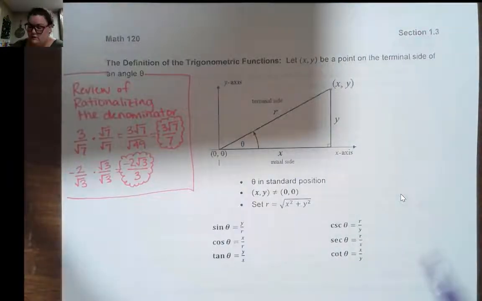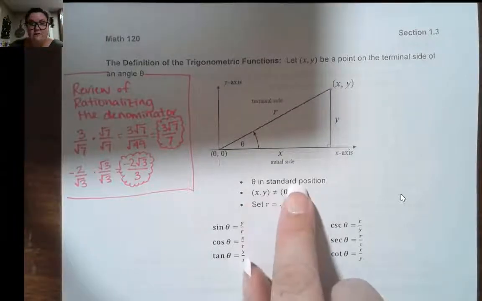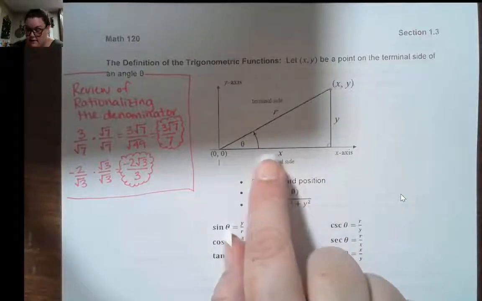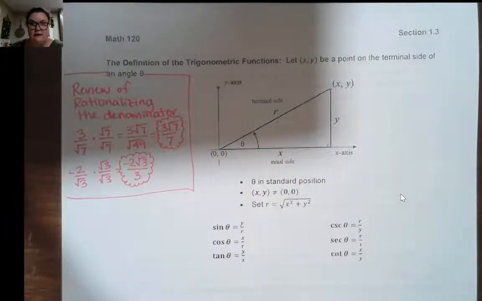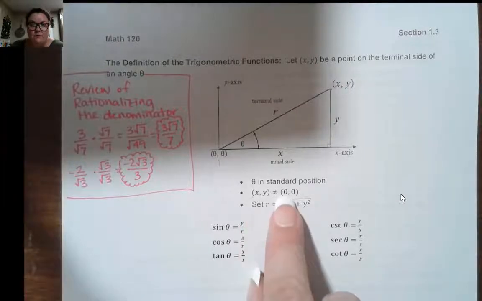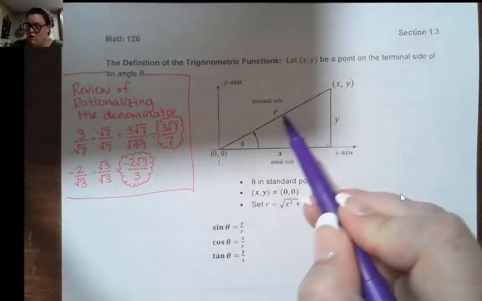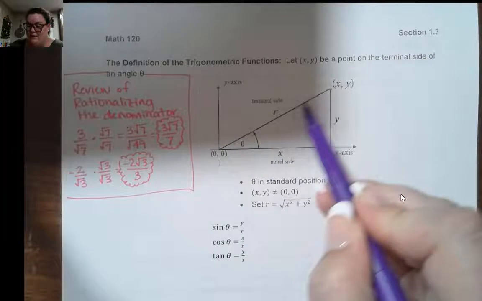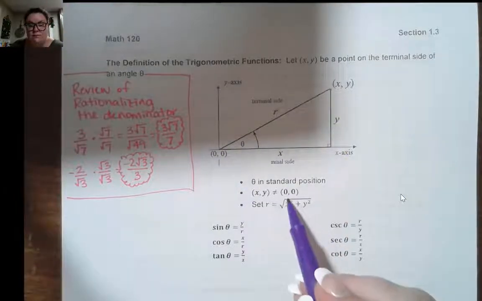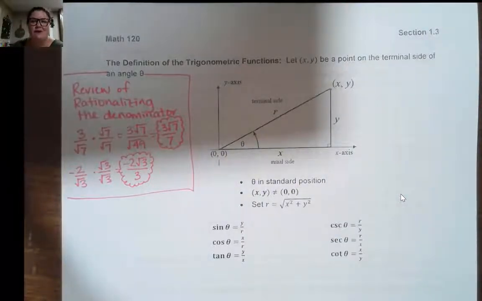A few things to make sure that we note. Theta is in standard position. That means we're going from our positive x-axis up to our terminal side. Notice the point that we choose here, (x, y), cannot be (0, 0), because this distance here, r, shows the length from (0, 0) out to our point. So it wouldn't do us any good to use the point (0, 0) because then we have no distance, and no triangle to draw.